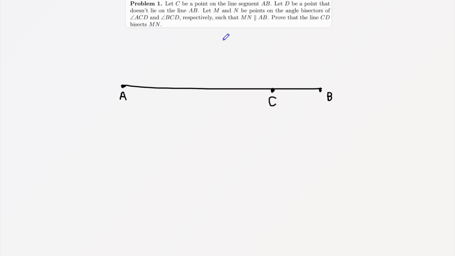Okay, next. Let D be a point that doesn't lie on AB. There's nothing about it, so I'm just going to draw a random point here, D. Okay. Let M and N be points on the angle bisectors of ACD and BCD. So ACD, BCD. Whenever I see that they're talking about CD a lot, they're doing that connection, so I'm going to just draw the line. Again, it just makes it easier usually. So now we're going to be looking at the angle bisectors of those. So I'm going to be drawing that out, just choosing a point here, M.